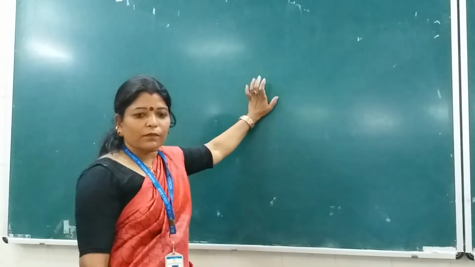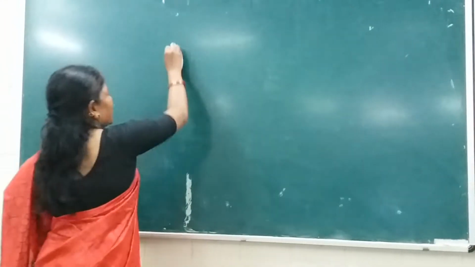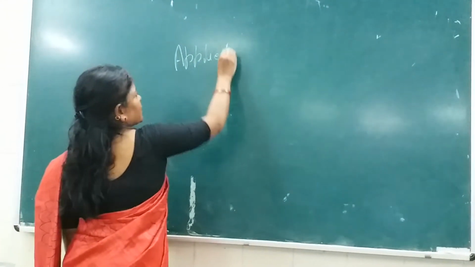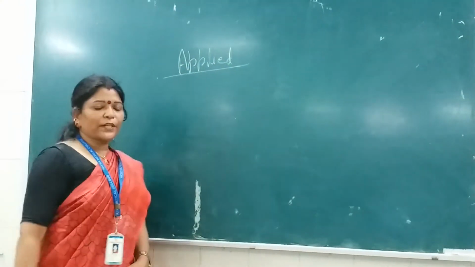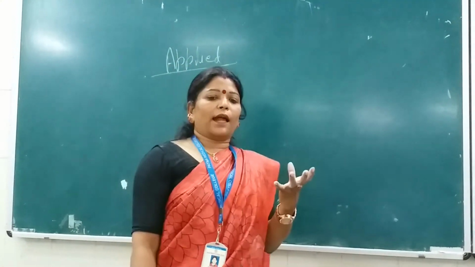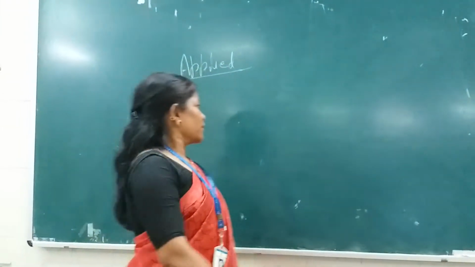Now, the applied aspect of the thyroid gland. Any enlargement of the gland is known as what? Goiter.